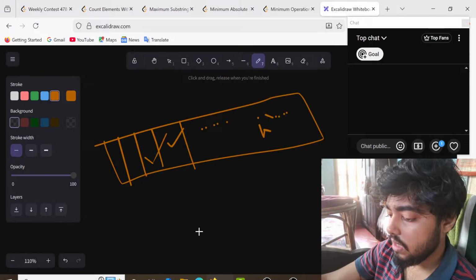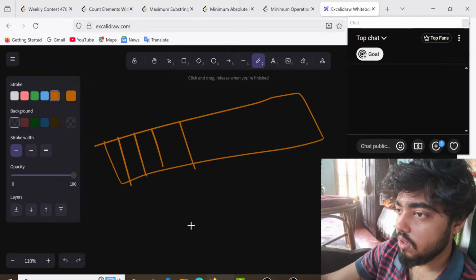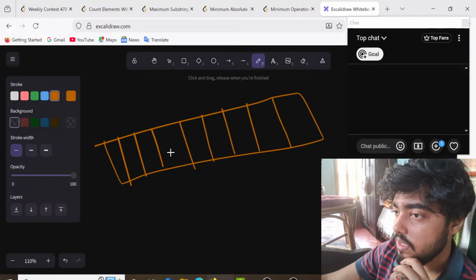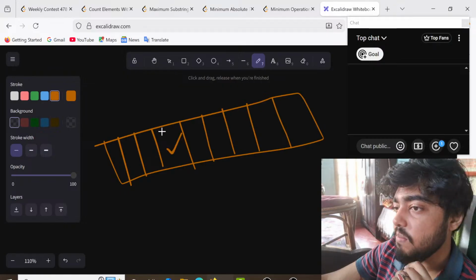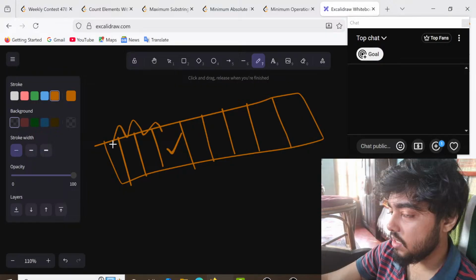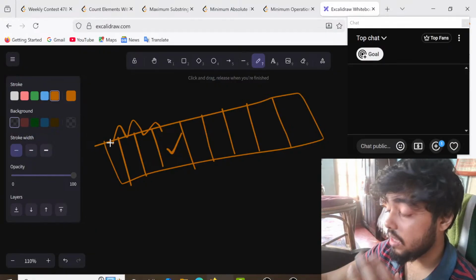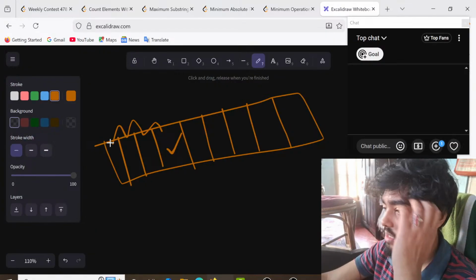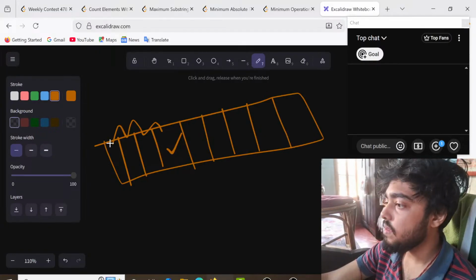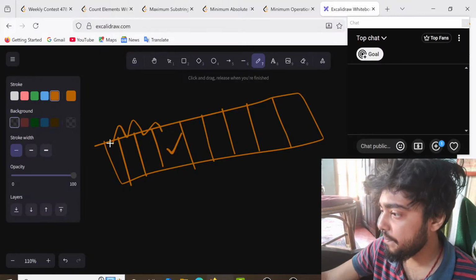One thing that should come into your mind is that you can always sort the whole thing. If it is sorted, then at any position, if this number is a qualified number, it means that all the numbers before it also will be qualified numbers. Because a qualified number means there are at least k elements that are strictly greater than it. So you get the basic idea of it.